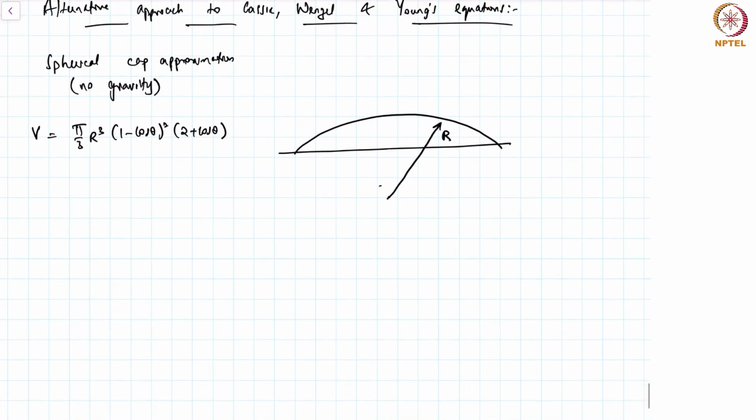And we can also write down the surface area as two pi r square into 1 minus cos theta. That's what we have. So now we have the radius of the droplet given as r. We can also write down some kind of a wetting radius, which is, let's say, a, and this a is r sine theta. And so now we can write down an energy functional for this.